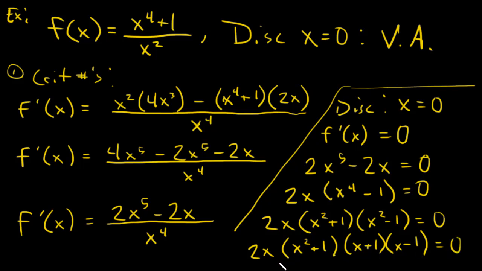Alrighty? So this is going to give me critical numbers at x equals 0, x equals -1, and x equals +1. So if I write that out, I'll try to put that over here. I've got critical numbers at x equals -1, 0, and +1. Alrighty? So we're done with step 1. Now we can move on to step 2. So let me clear this.